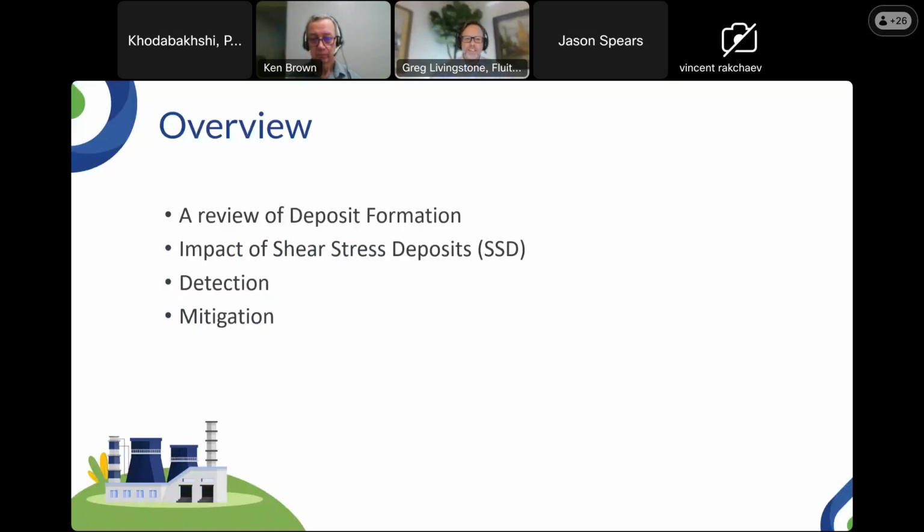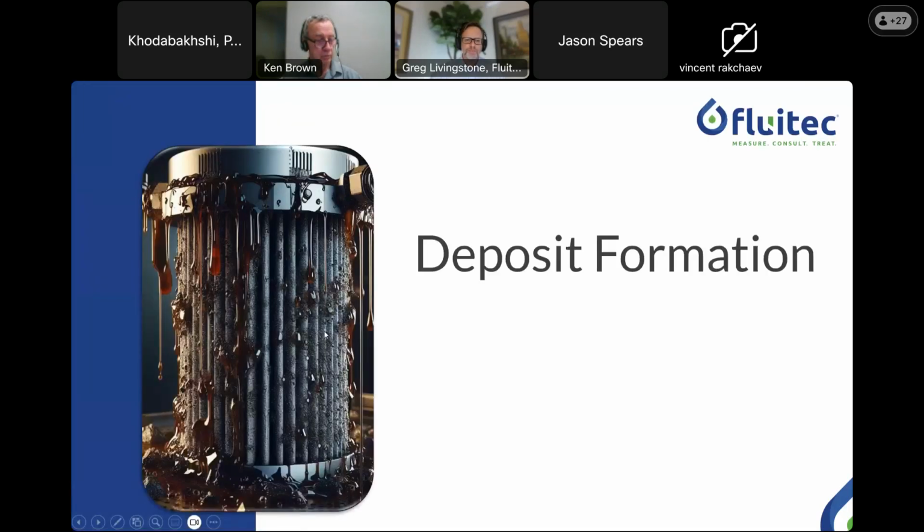Great. So what I'm going to talk about today is this phenomenon known as shear stress deposits. The first thing I'll do, though, is give a quick overview of deposit formation. This is actually a pretty well-studied body of knowledge now, and I'm sure it will be a review for most of you. So I'll do a quick review of deposit formation, introduce the concept of shear stress deposits, then talk about detection, and finally mitigation.